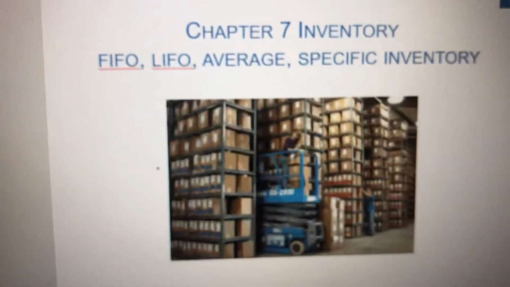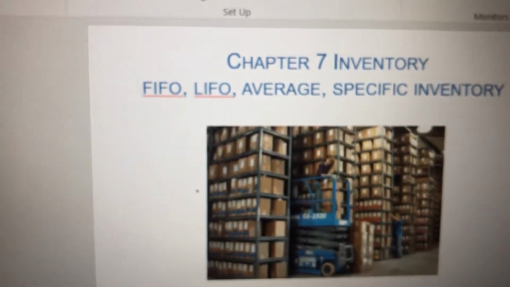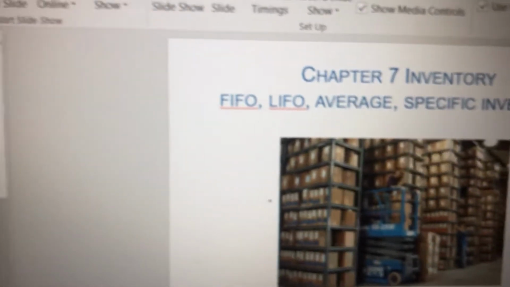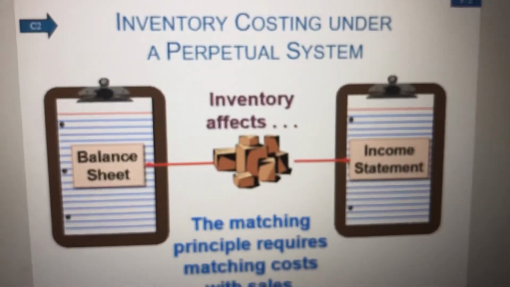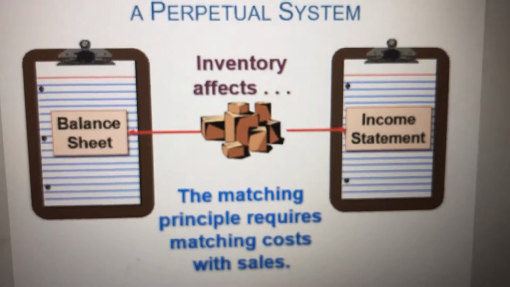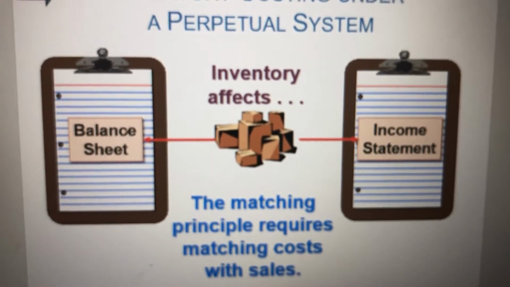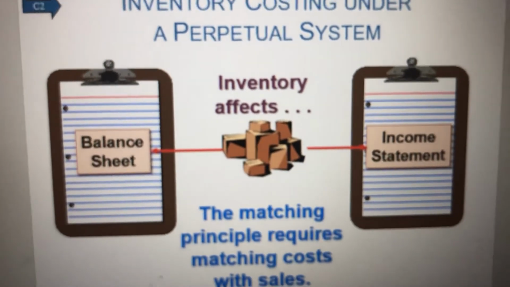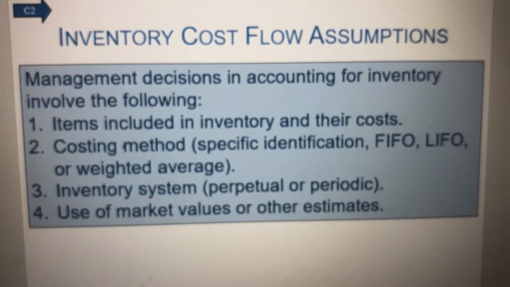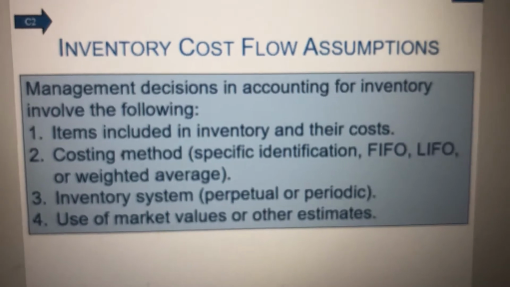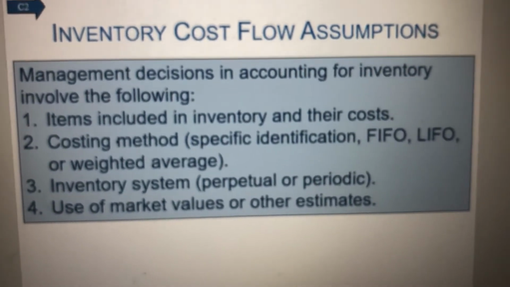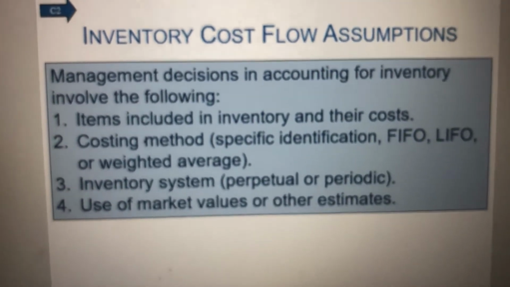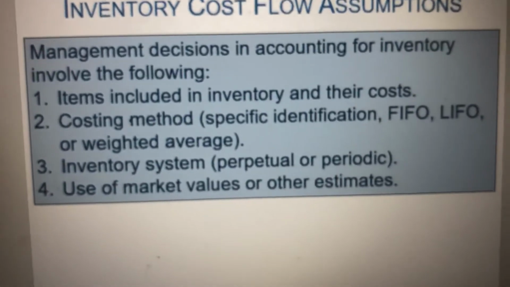what we're doing again. Inventory is found on your balance sheet as an asset, and it's also found on your income statement when you sell it as cost of goods sold. So what we're trying to do is get a dollar amount. And companies are allowed to have 4 different options here. Okay, these are just assumptions we assume about inventory.